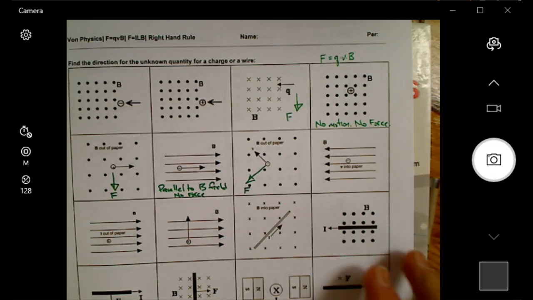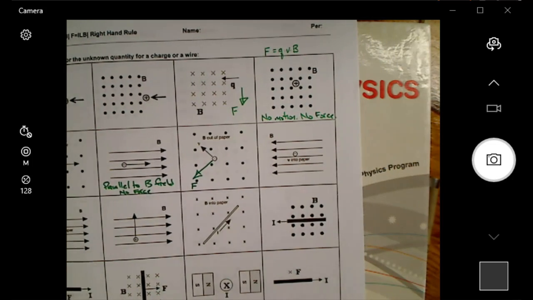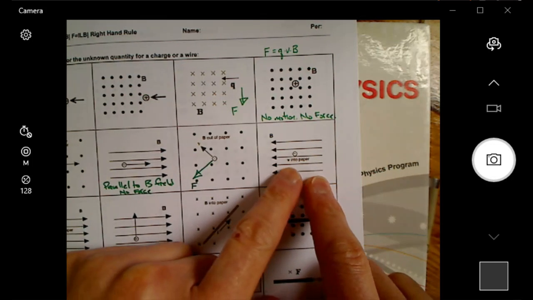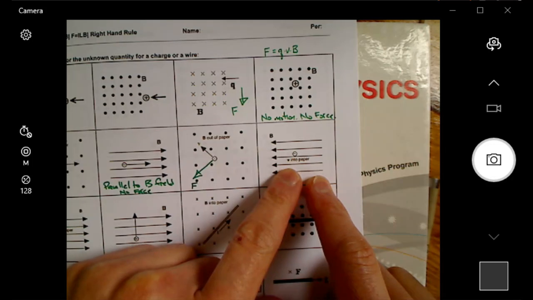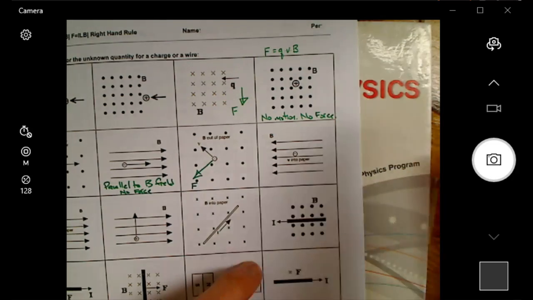I'm actually going to do one last one, and then you guys will have the rest to do. When you're done with those, take a picture of it and upload it to Classroom for me to grade. So let's take a look at this one. This one says that the velocity of the charge is coming out of the page. And the B field goes from right to left.